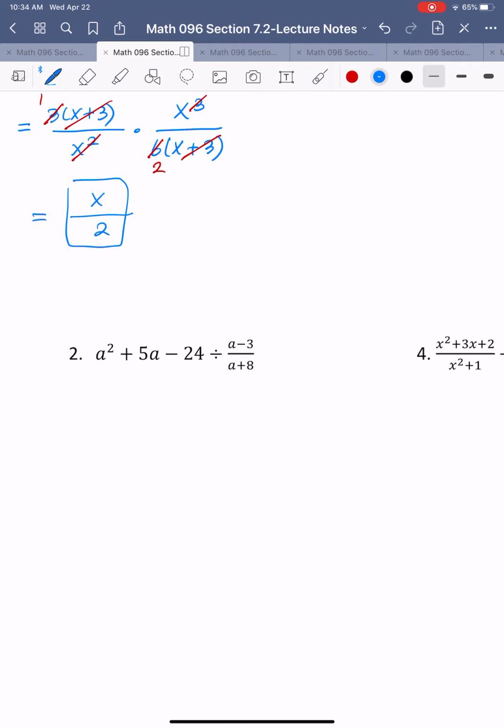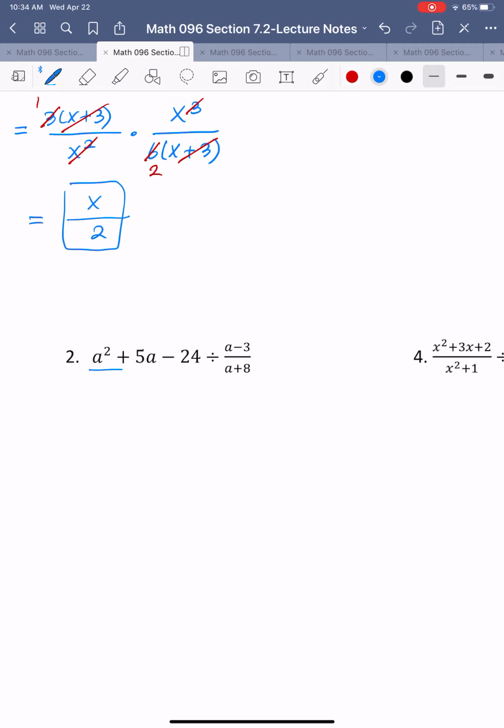In number 2, you can make a fraction form first if you want. Always put the 1 on the bottom to make a fraction out of any of the numbers. So you get a squared plus 5a minus 24 over 1. And then you have to flip the second rational expression, always. So a plus 8 and a minus 3.